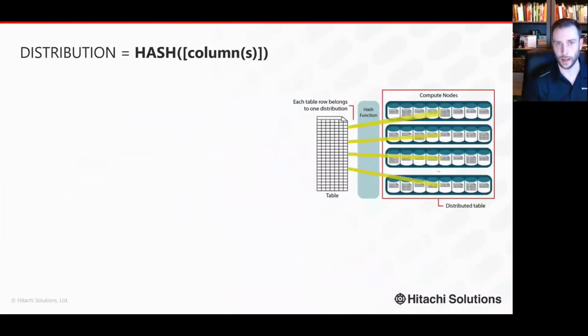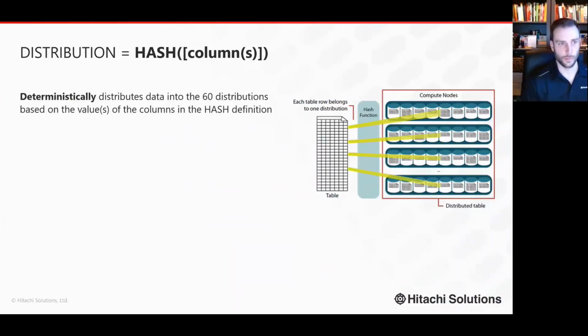The last distribution type is hash. You can pass in one column or multiple columns now. This deterministically distributes data into 60 distributions based off of the value or values of the columns in the hash distribution. So on the right-hand side, we have our entire table. This gets passed into a hashing function, and each instance of the same value will always land on the same exact distribution. And that's across any table where it is the same exact value, same column, generic column data type. So for example, varchar 10, varchar 20, as long as it is a varchar and the same value, it'll be on the same distribution.